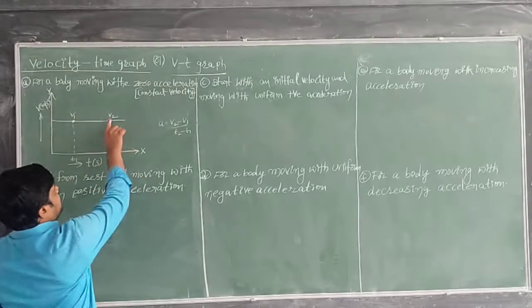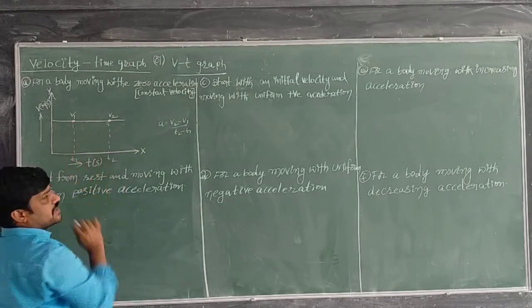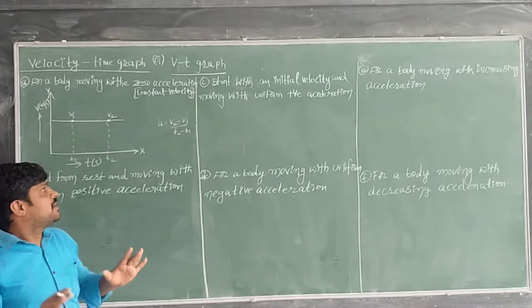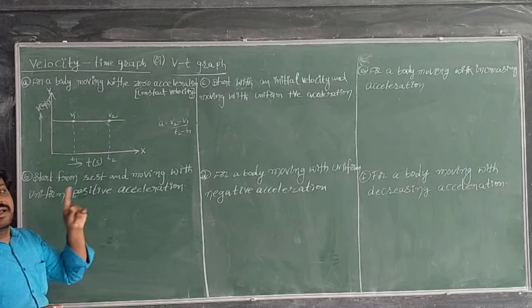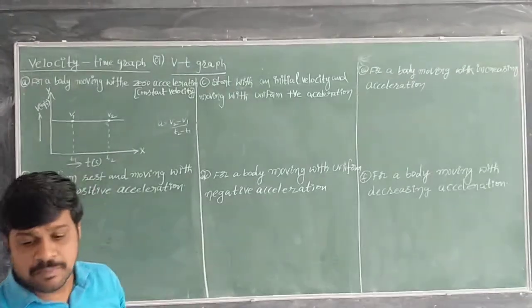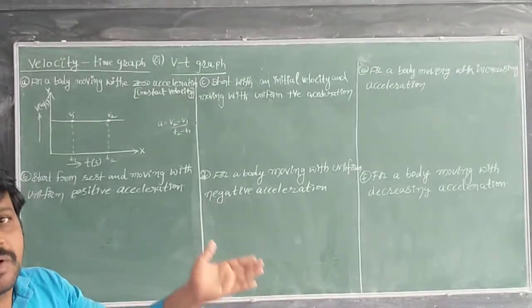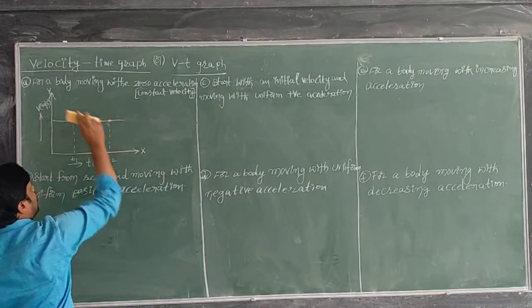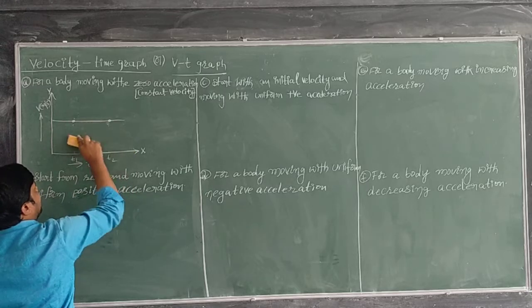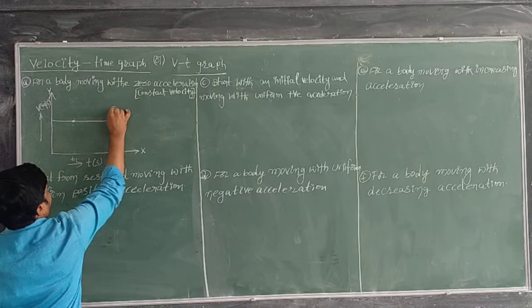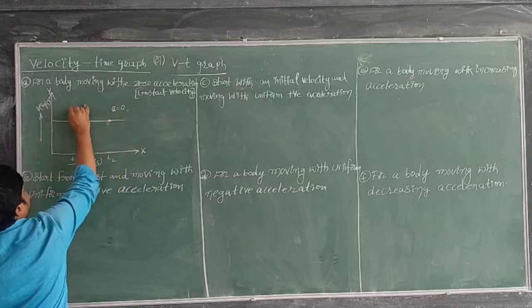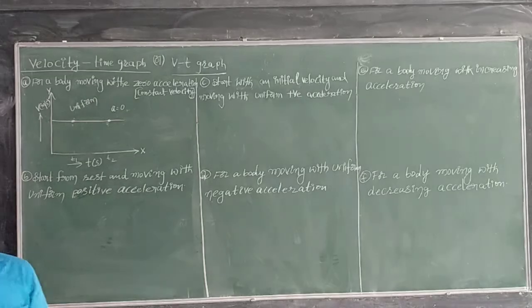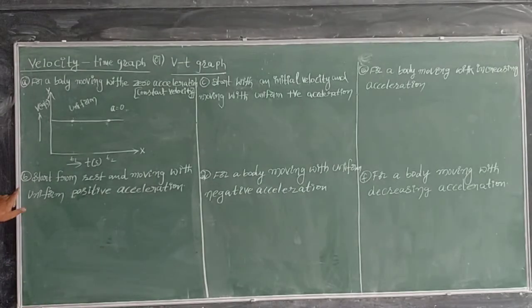So here the final velocity and initial velocity are both the same. Both being the same means velocity is not changing. Velocity not changing means acceleration is zero. That means the body is not speeding up and not slowing down. So in this case, acceleration is zero, a equals 0. That means uniform velocity. Right.